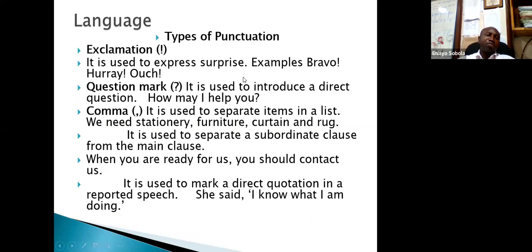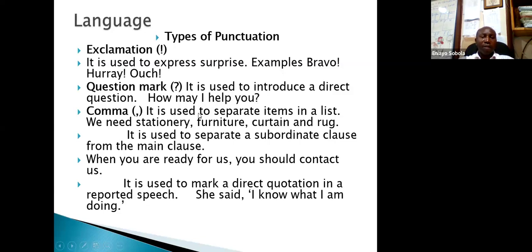And besides that, exclamation. Exclamation is used to express surprise. For example, bravo, hooray, ouch, and the rest of them. So exclamation is used for expression of surprise. We have the question mark used to introduce a direct question. Example, how may I help you? The question mark shows that the expression is an interrogative statement.